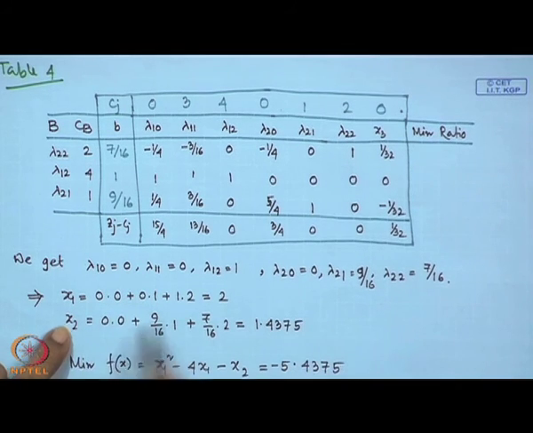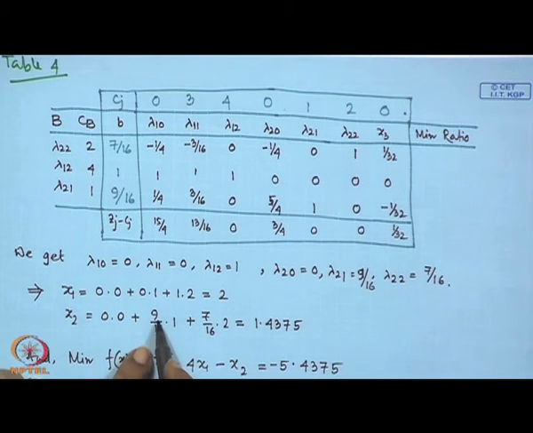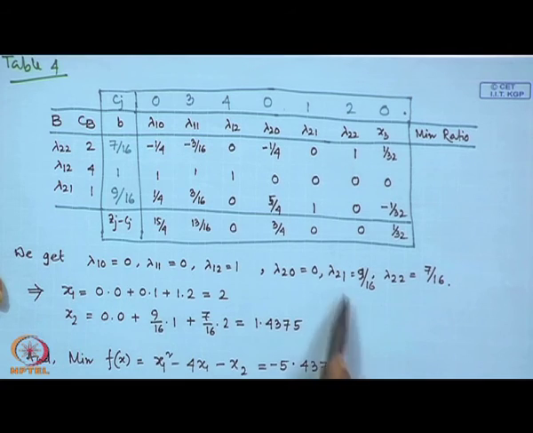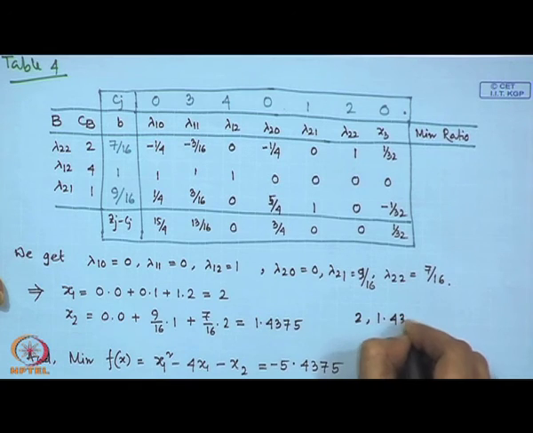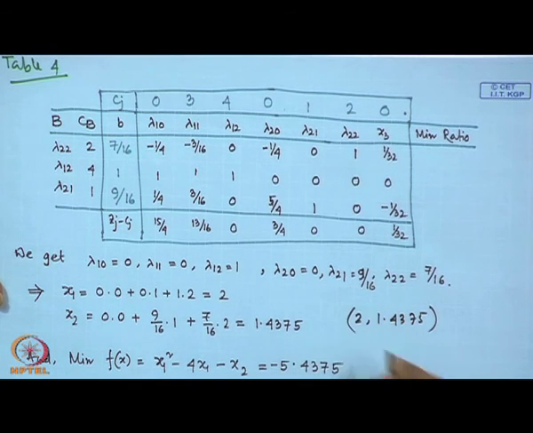How? Because this is lambda 20 into the grid point 0, lambda 21 into the next grid point 1, and lambda 22 into the next grid point 2. If we just substitute the lambda 21 and 22 values here, we get the value for x2 as 1.4375. Thus, we can declare this is the optimal solution for the original separable programming problem.